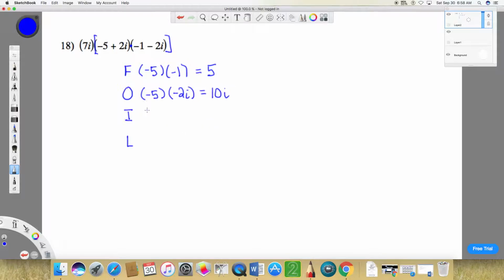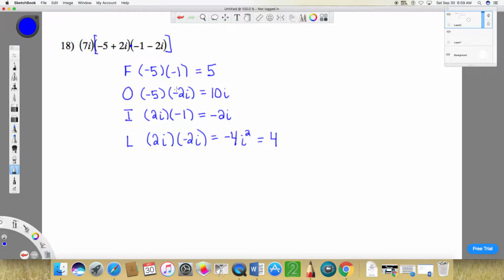Now, the inside terms are those terms that are close to the middle. The 2i times the -1. And that's a -2i. And the last term of each binomial is a 2i times a -2i. Well, the positive 2 times the -2 is -4, and i times i is i squared. Now, since i squared is -1, what that i squared always does is it changes the sign, because this is really -4 times a -1, which is +4.